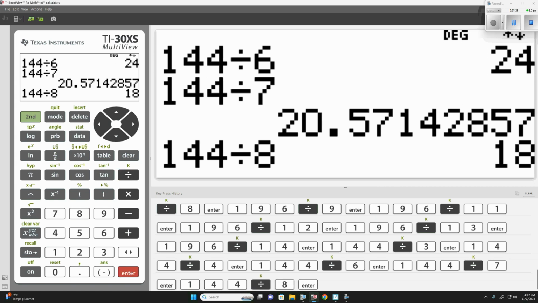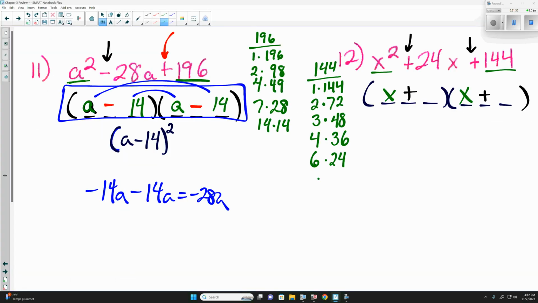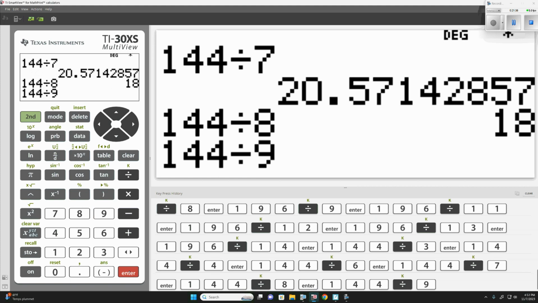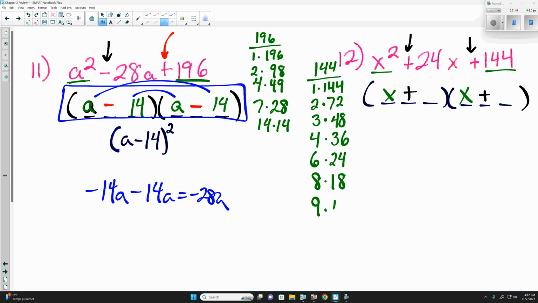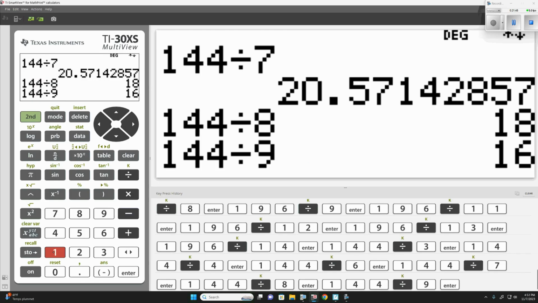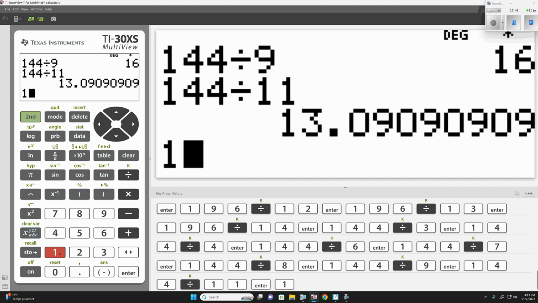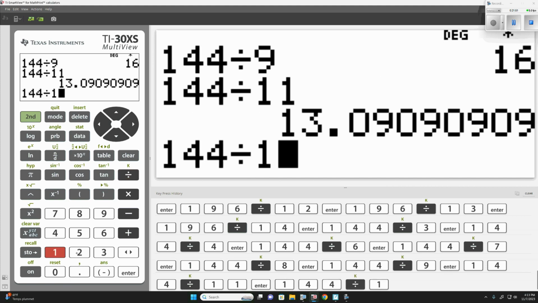Divided by 8 gives 18. 9 does not work. Oh, sorry, I was wrong. 9 and 16. 10 does not work because it does not end in 0. 11 doesn't work. And last but not least, 12 and 12.